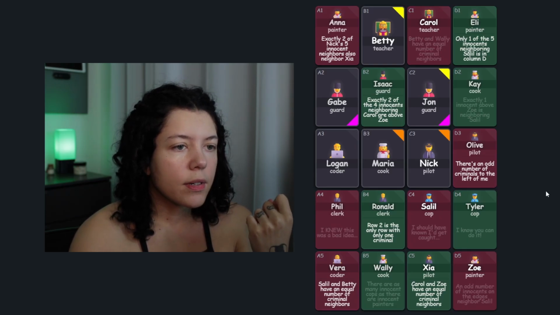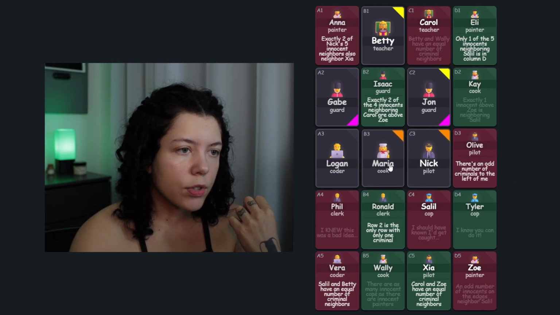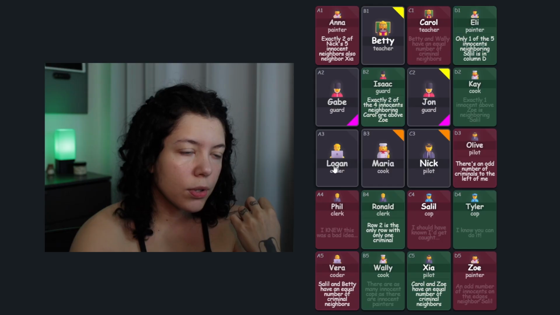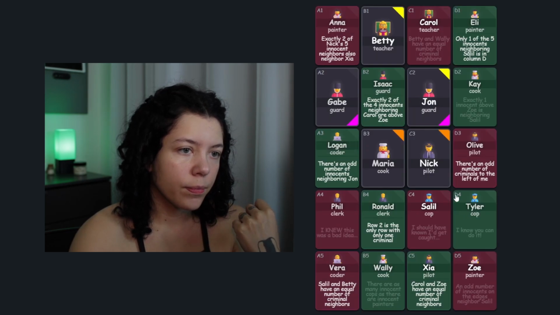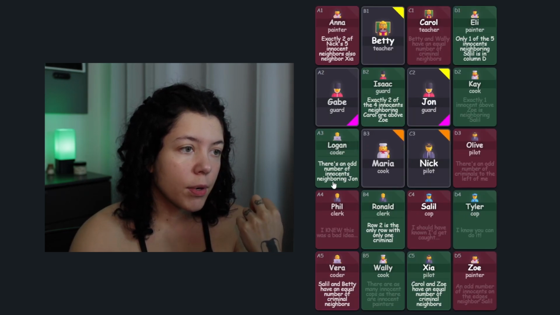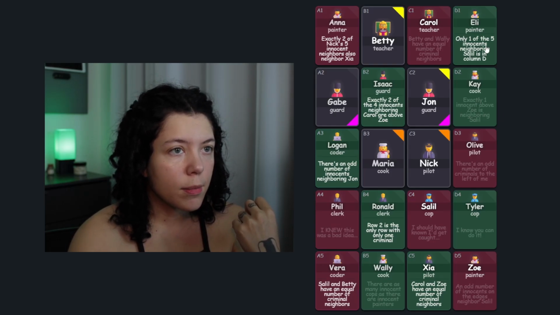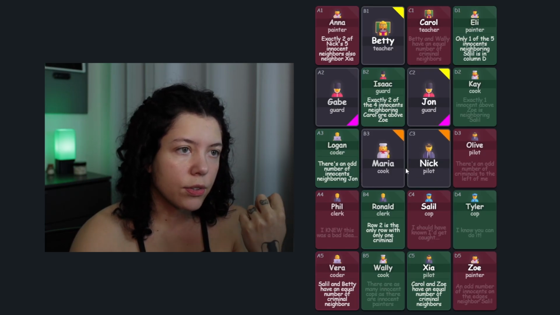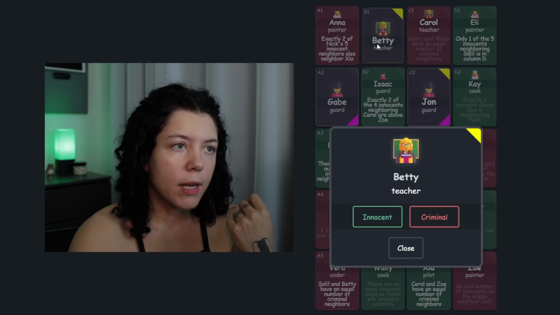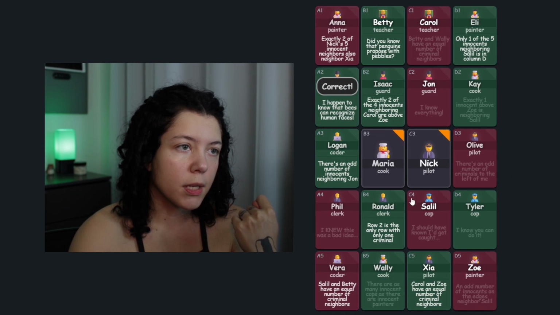So Olive now tells us there's an odd number of criminals to the left of her. And we know there's gonna be 1 criminal and 1 innocent here, so Logan couldn't be a criminal, otherwise there would be 2 criminals to the left of her, and that's an even number, so Logan is an innocent. And now Logan tells us there's an odd number of innocents neighboring John. John so far has 3 innocent neighbors, Eli, Kay, and Isaac. He's gonna have 1 more here, who's either gonna be Maria or Nick, so that's 4. 4 is not an odd number, so Betty has to be an innocent. And because of Betty, John has to be a criminal. And because of John, Gabe has to be an innocent.